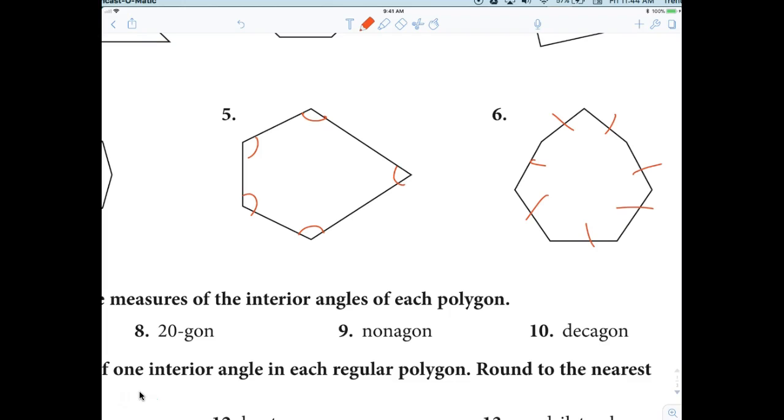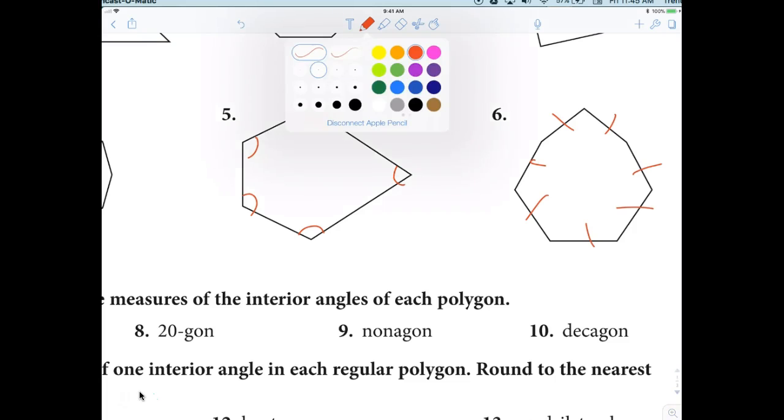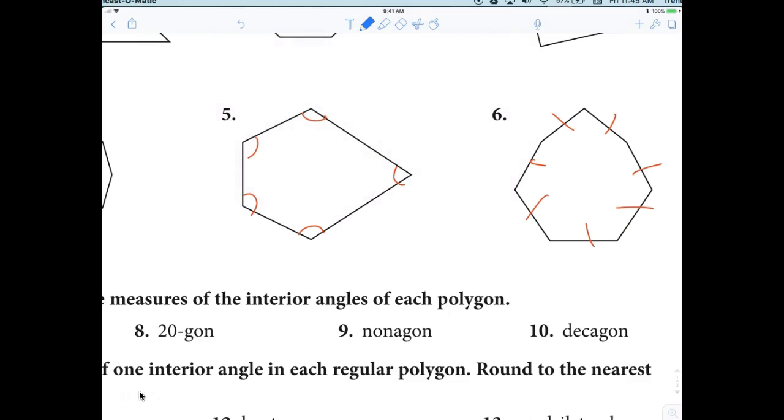On question number 5 here, we said it was how many sides? 5 sides. So now I'm going to try to teach you how to figure out the sum of the interior angles. Please watch. For the interior angles, here's how you're going to figure that out. All you have to do is watch. We're going to draw triangles.